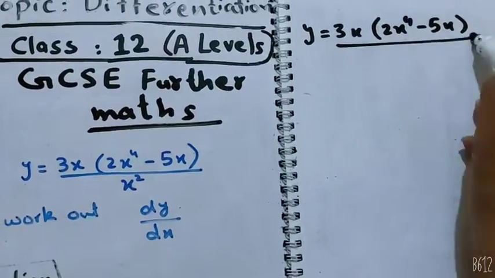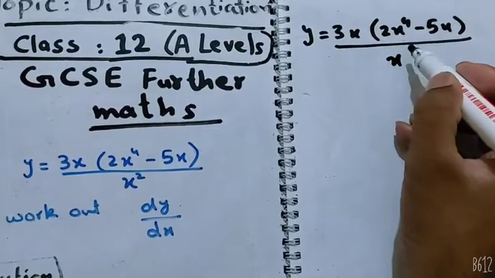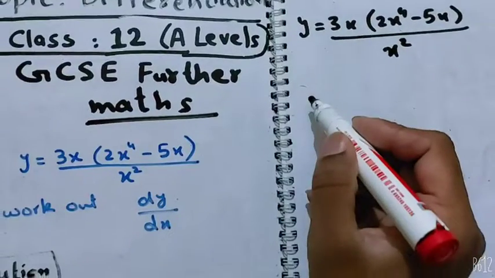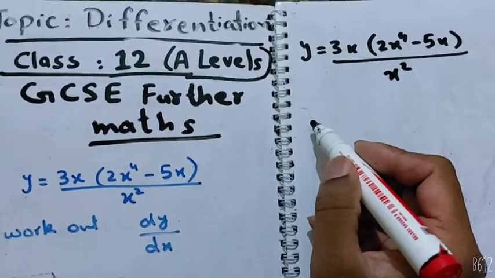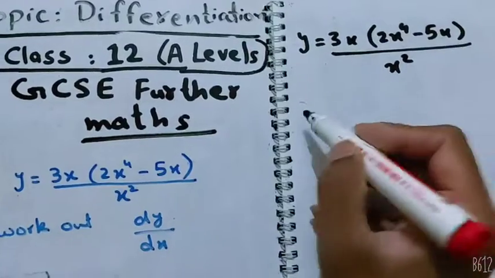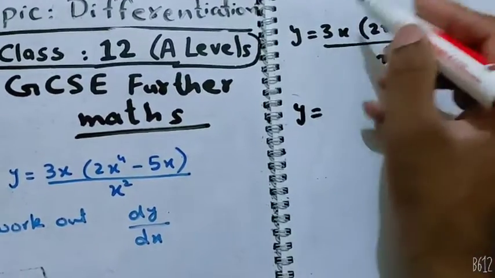5x) over x to the power 2. Before actually finding the derivative, we need to simplify this fraction first.